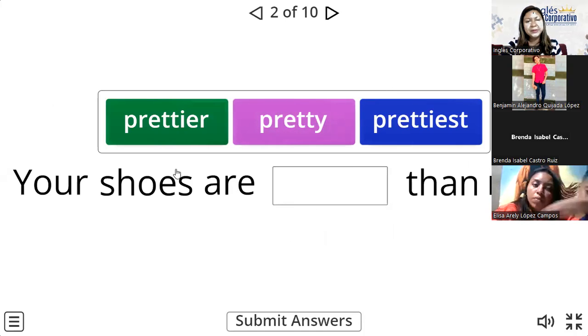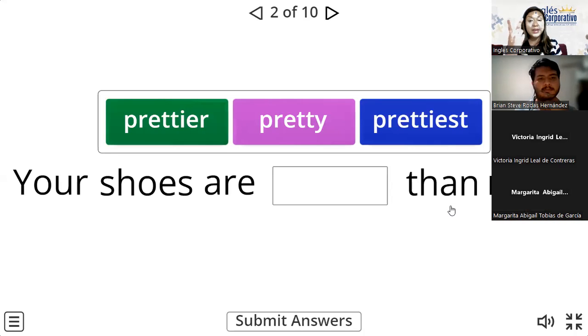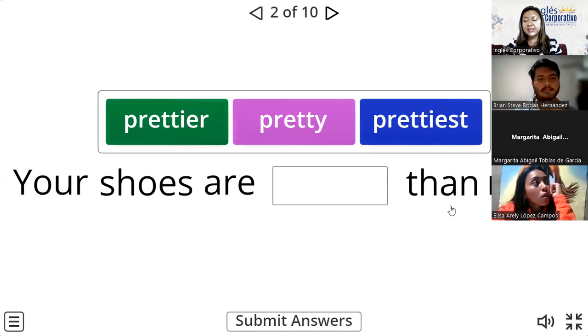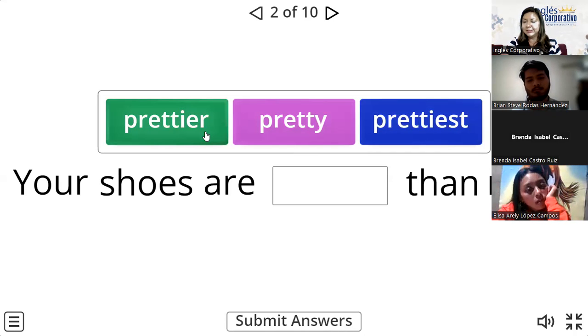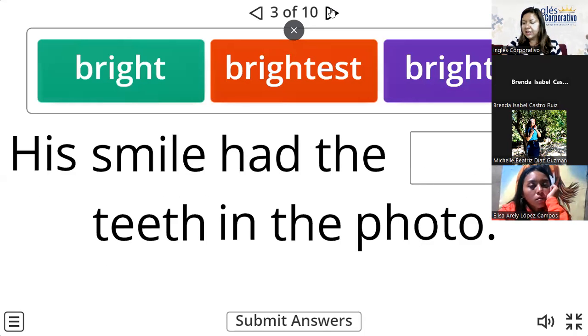Your shoes are prettier than mine. Why prettier? Comparative. We are comparing two pairs of shoes, your shoes and my shoes, right? Yes, prettier. We know it's prettier, right? I don't know what happened to the laptop, but it's sleepy. It doesn't want to work. This rebel. Great.